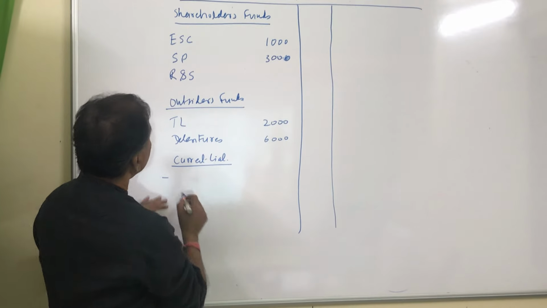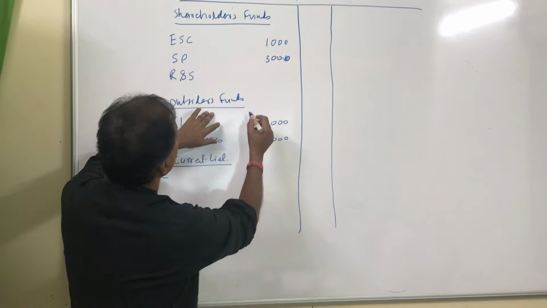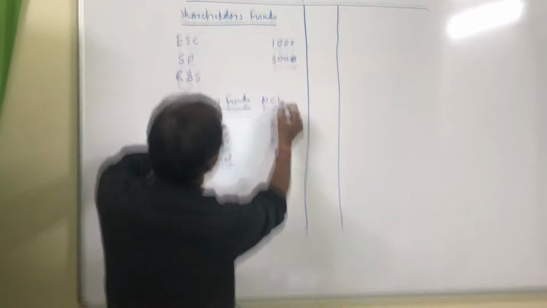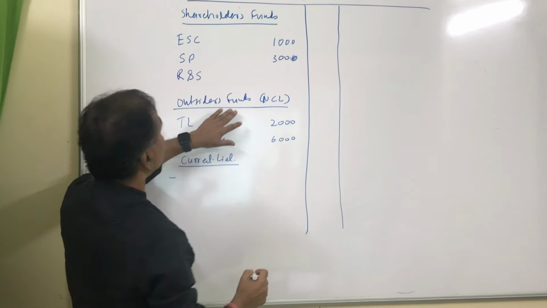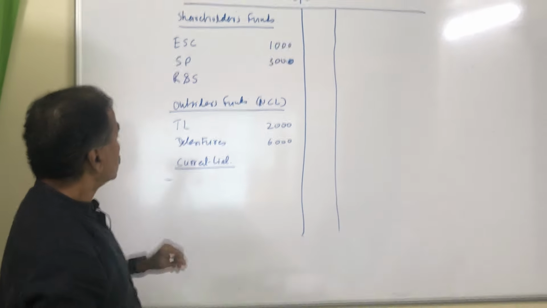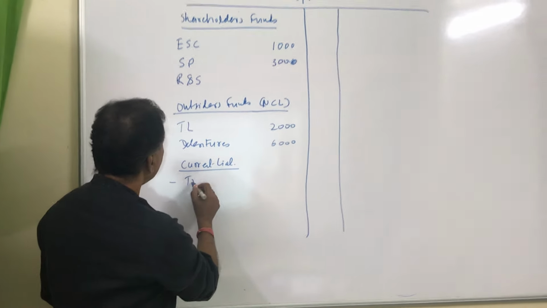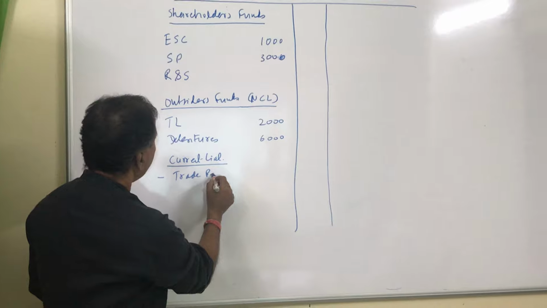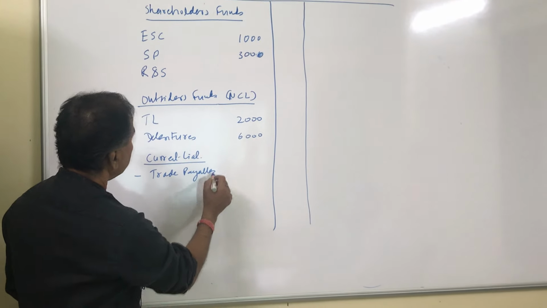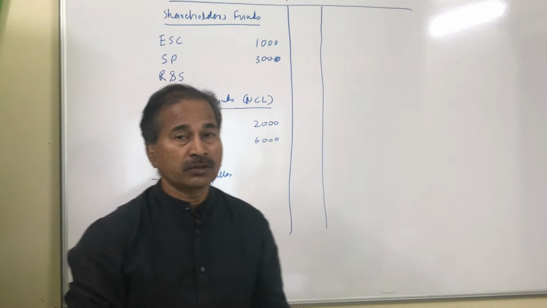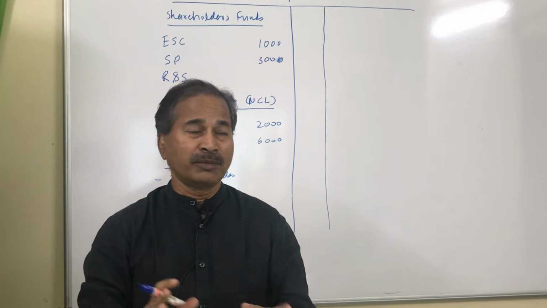And this outsider funds is also known as non-current liabilities. So under the current liabilities, what you will have? You will have trade payables. So what is trade payables? Trade payables is when you have purchased goods on credit for which you still have to make the payment.